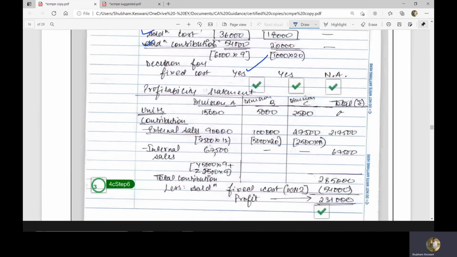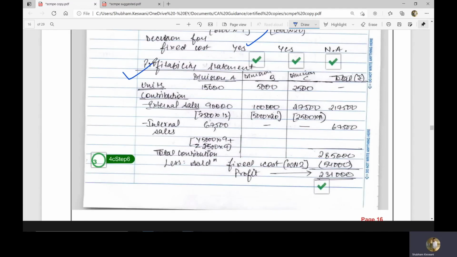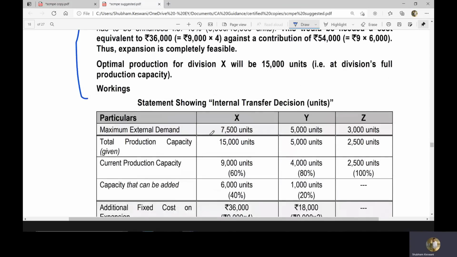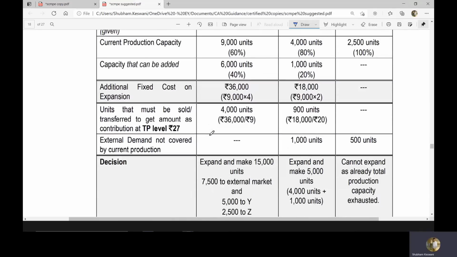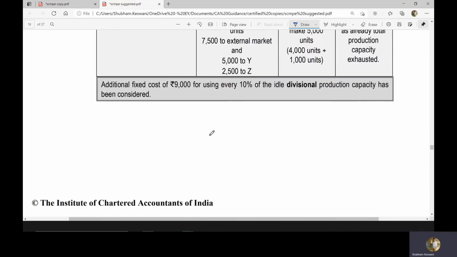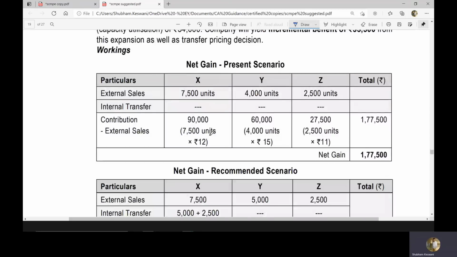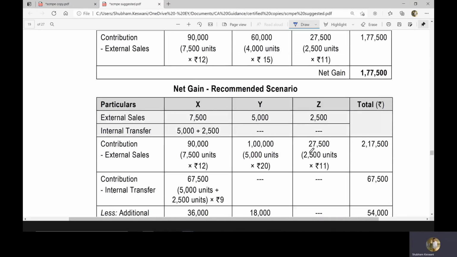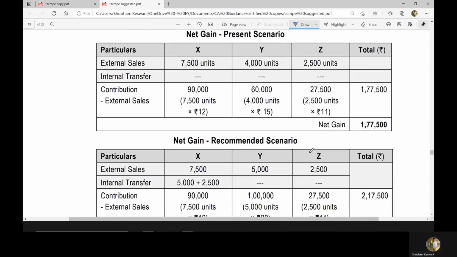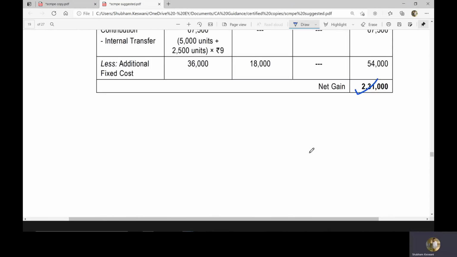Now talking about the profitability statements, wherein I show what would be the profit of the strategy that I suggest to the company. So I came up with the answer of 2,31,000. Let's see what I did. Where is the answer? Yeah, so here it is, 2,31,000. So this is how I came up with that answer.